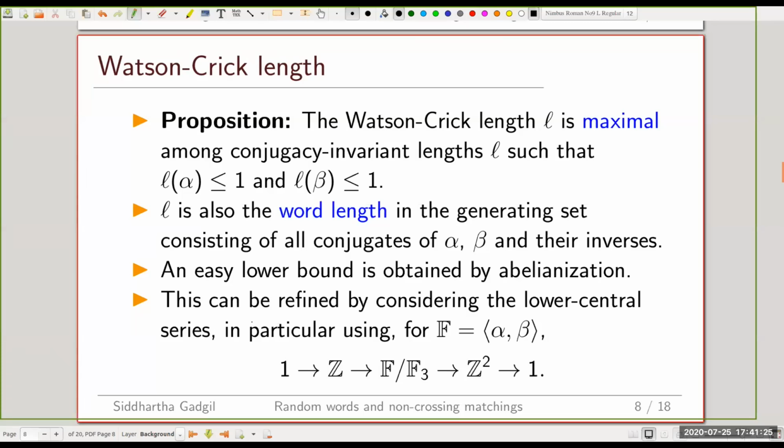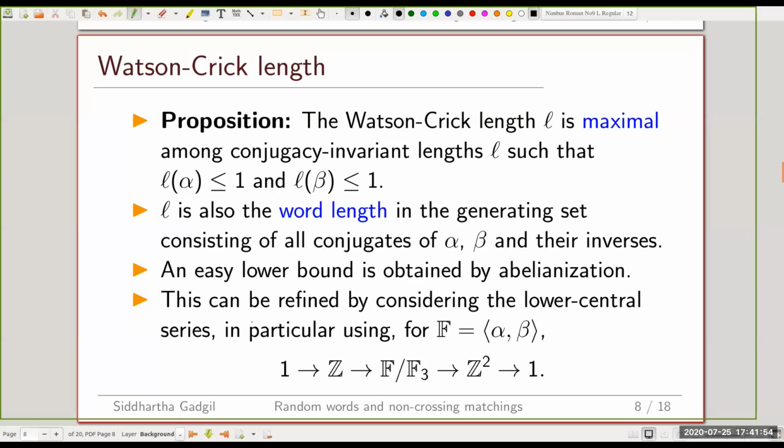Let's look at lengths which are conjugacy invariant. So length of GHG inverse is the same as length of H. And so that the generators have length less than or equal to 1, or equal to 1, both will give you the same result. Look at all such lengths and look at the largest such length. This is a very Gromov style of defining things, that you look at the largest length. This turns out to be exactly the Watson-Crick length. I'm not going to prove this today. We can discuss later if you want.